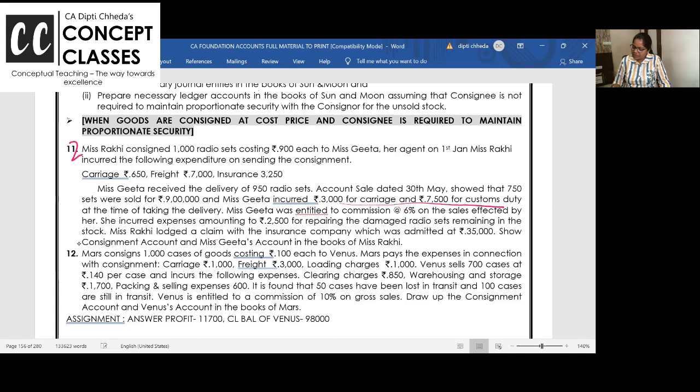And insurance company admitted the loss of 35,000. वो जो damaged sets हैं उनके लिए जो abnormal loss है, 50 units were damaged and lost in transit. Show the consignment account and Geeta account in the books of Rakhi.